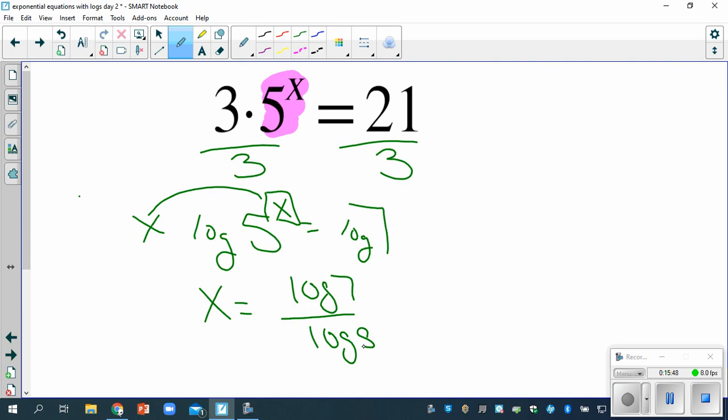I have a lot of friends in my other classes who are like, "Yay, I love using my calculator." And you know what? I'm with you. Just make sure you're getting it right. 1.21? Yeah, 1.21. Okay.